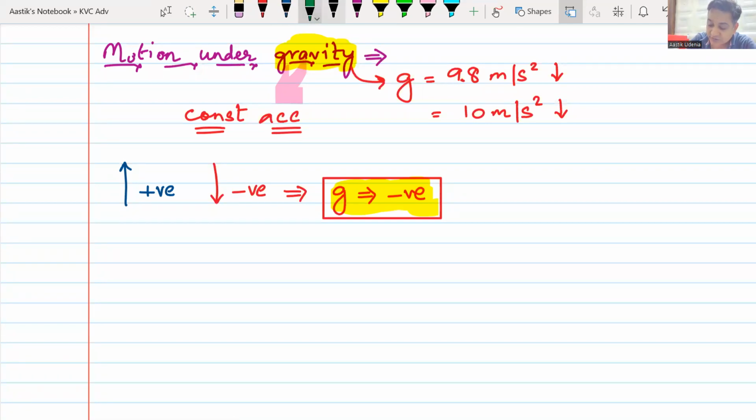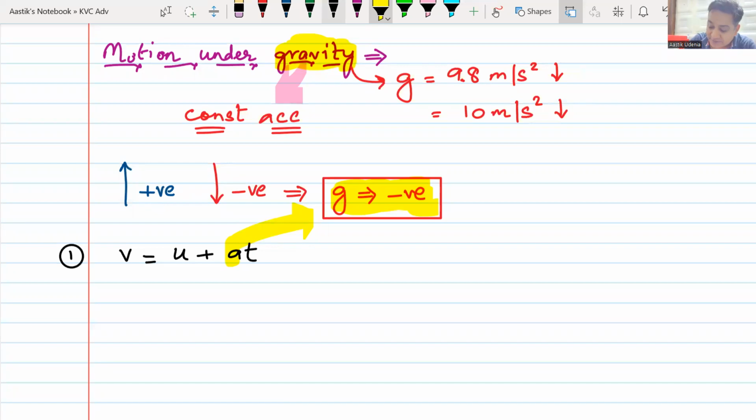If I ask you what is the first equation of motion, the answer will be V is equal to U plus AT. Remember, we are not writing the vector equations, we are using the sign convention. The only difference is we have to use this equation with proper sign convention. In place of A, we will use the value of G, and G will always be taken as negative. Do we understand this? So that will be our first equation of motion. Please raise your hands. The equation has not changed. In place of A, we have G.